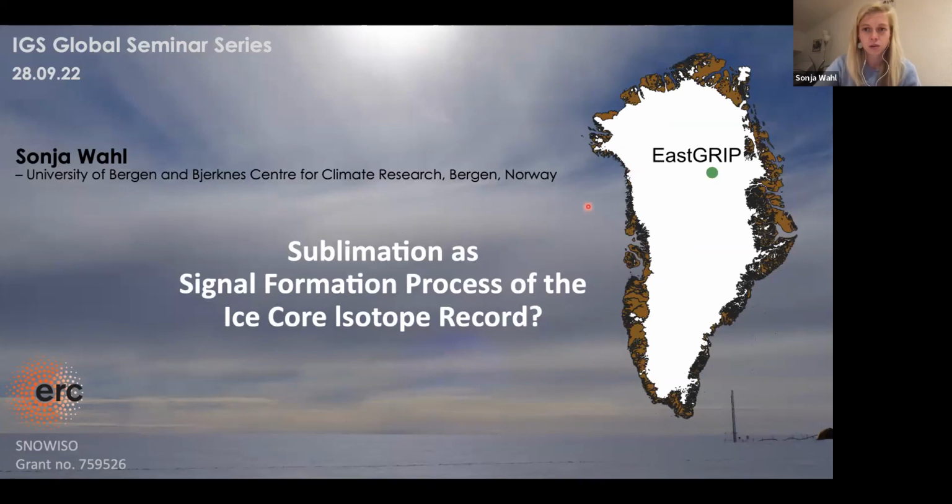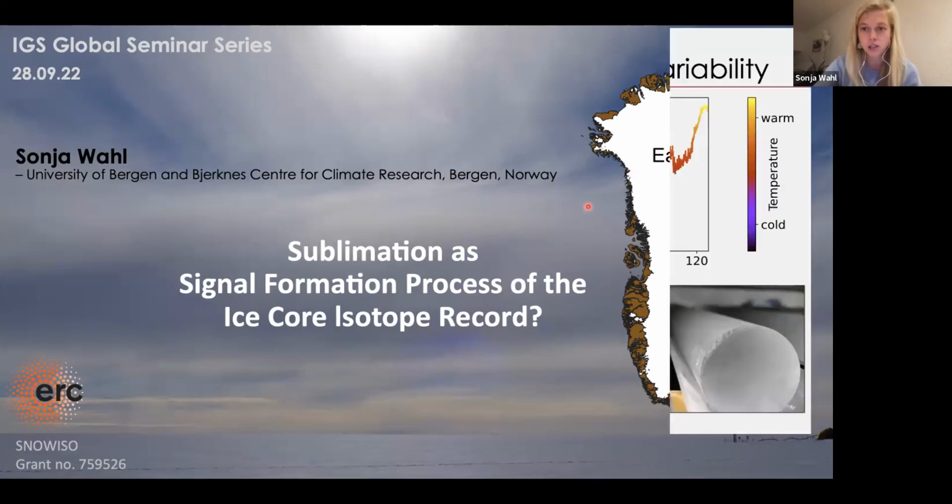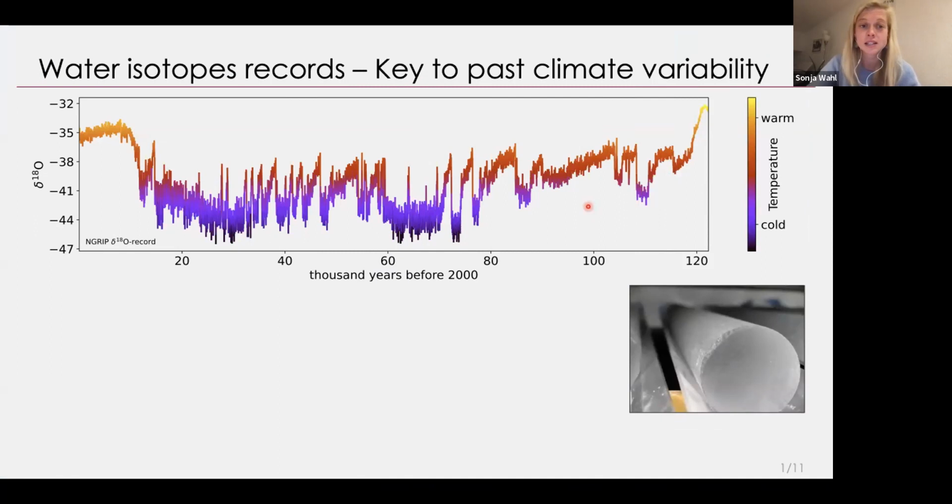And here you can see such a record. This is a stable water isotope record, also from the Greenland ice sheet, but it's from a different ice core. And you can see here 120,000 years of stable water isotopes, basically. On the left side, the current Holocene warm period, and on the right side, the last warm period. And in the middle here, you can see the glacial. And you also see that there's quite a lot of variability in the glacial.